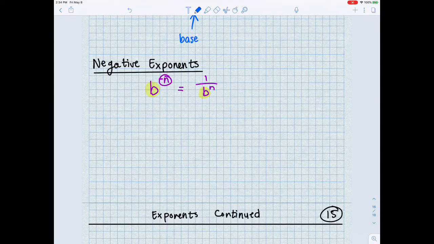So let's try 2 to the negative third power. When I evaluate this, I need to write my 2, so create a fraction. My 2 goes in the denominator, a 1 goes in the numerator, and of course our exponent is now going to be positive. So I now have 1 over 2 to the third power, and this is something I can evaluate. 2 to the third power is 8, so my final answer is 1/8.